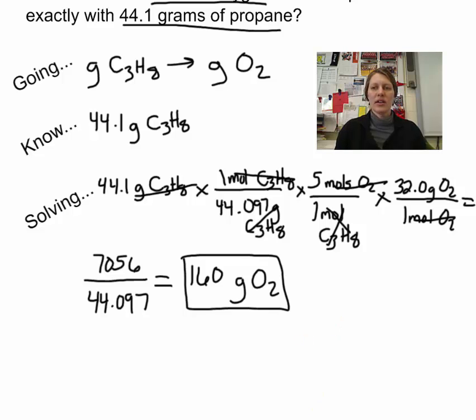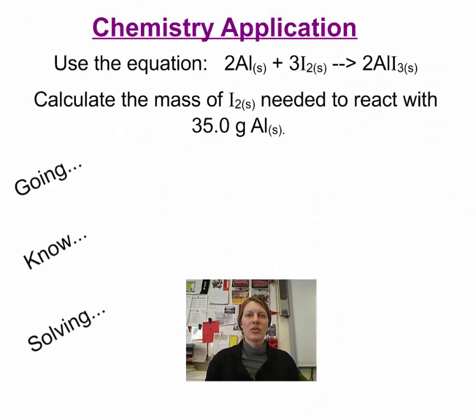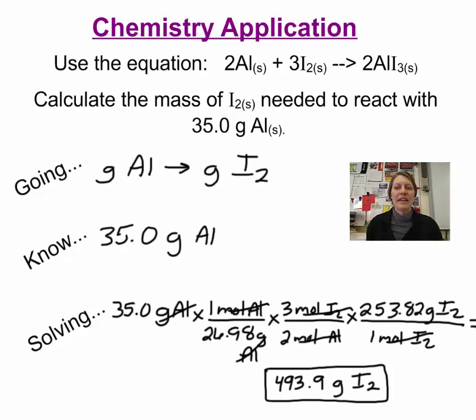Now I have another example here for you. Go ahead and pause the video and try to work this one out on your own and see if you can do the same thing. If you try this one out, you can check your work here and hopefully you got the same answer.